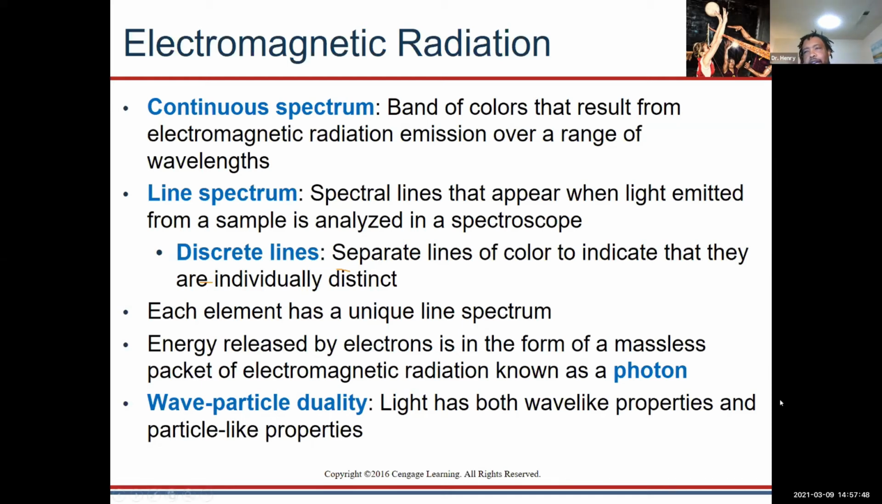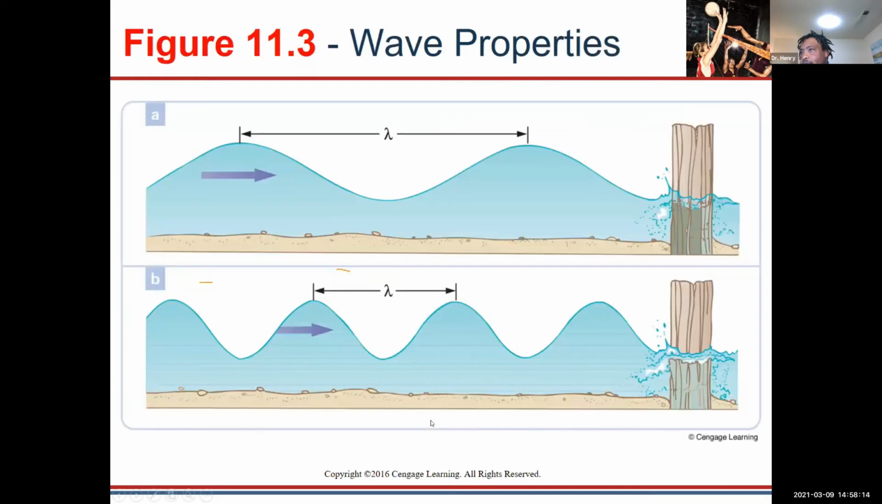Okay. And the reason that they have discrete lines associated with them, and I want you to think about it, is because we're actually looking at the energy that's going to be released by electrons after we get them all excited and worked up. And so that energy that is typically released by these electrons, they're called photons. You've heard of a photon gun? Yeah, good. Okay, so this is just basically showing you wave properties.